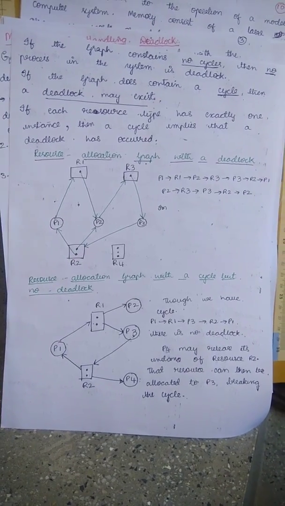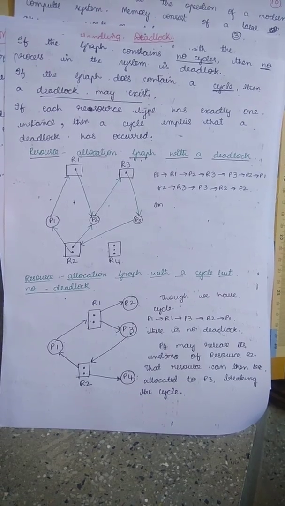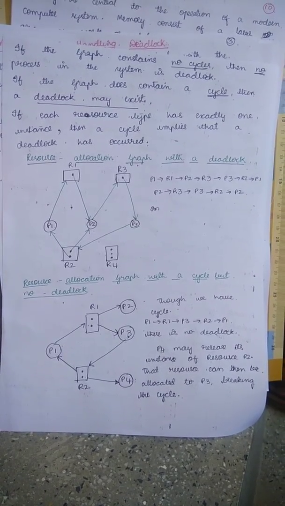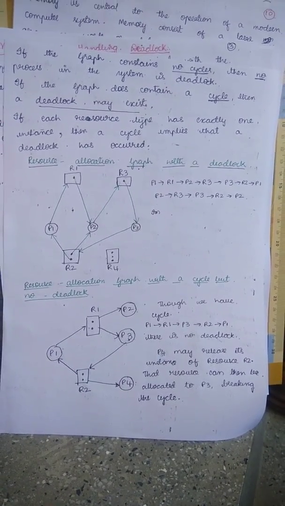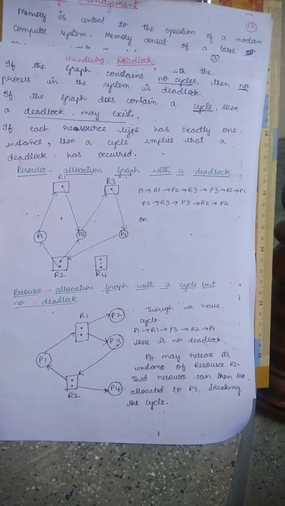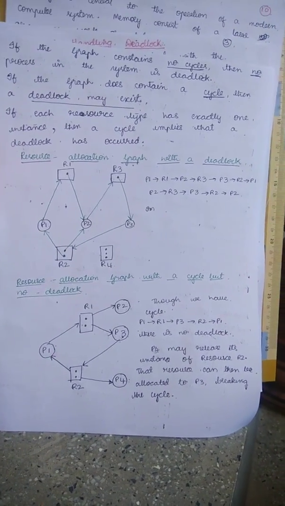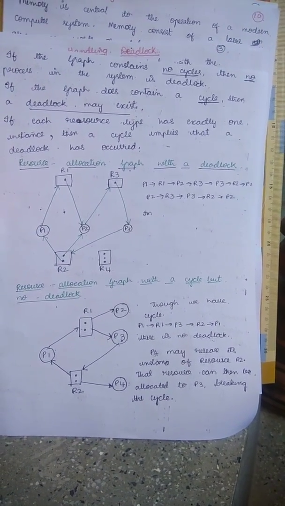In the last class, we had discussed the resource allocation graph. If the graph contains no cycle, then the processes in the system are not in deadlock. If the graph does contain a cycle, a deadlock may exist. There are two cases: a deadlock may exist or it may not exist. Let us see the first case, where the deadlock is going to exist.